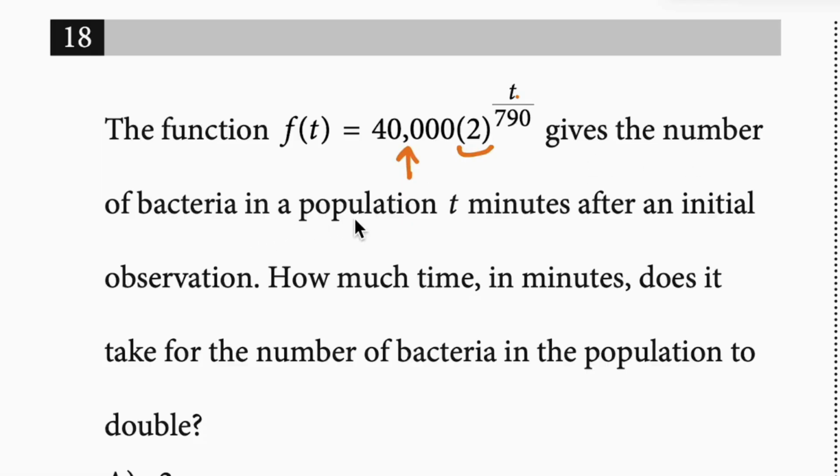It gives the number of bacteria in a population t minutes after an initial observation. This is the initial observation. How much time in minutes does it take for the number of bacteria in the population to double? So it doubles, that we know. But after how many minutes it doubles, that we have to show.